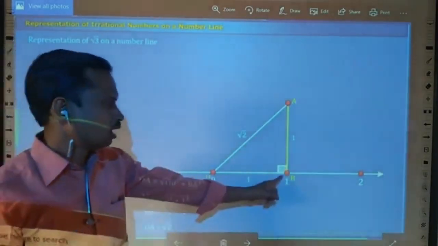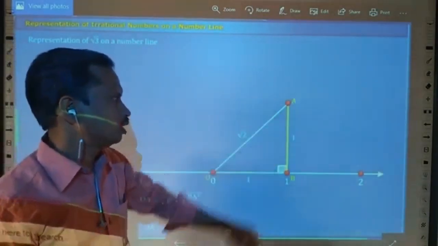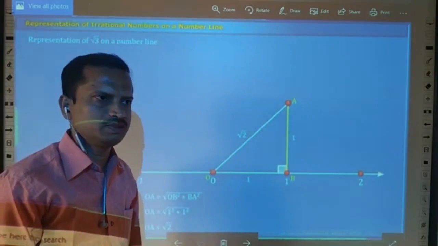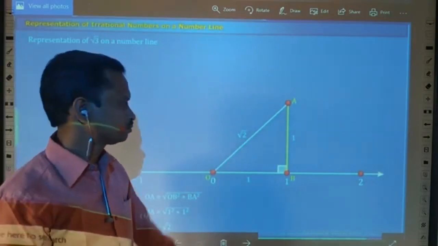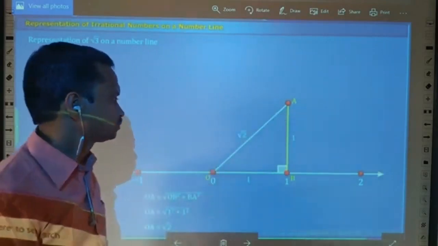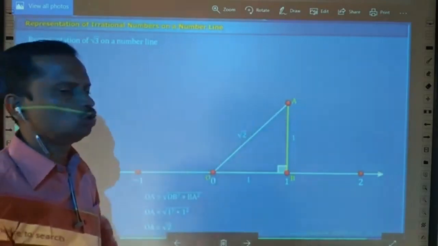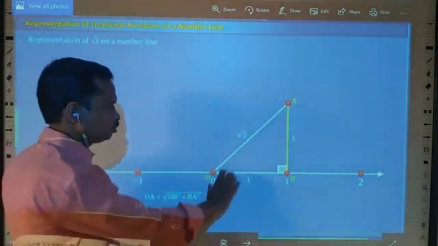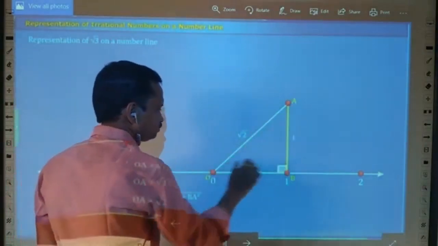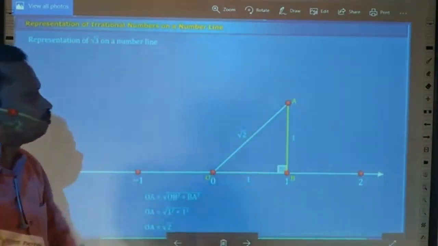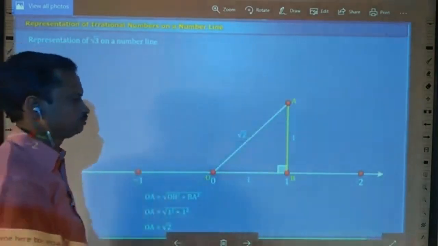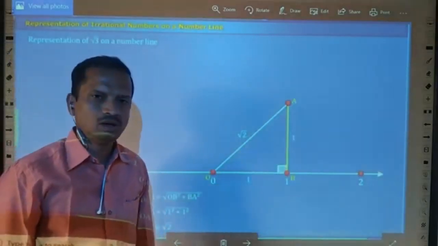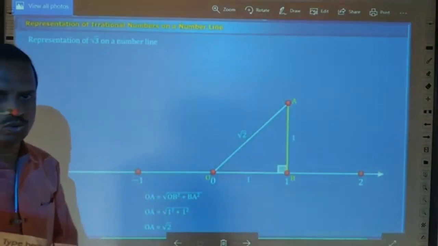And now, at B, draw a perpendicular BA of the same 1 unit, either by compass method or using a protractor. And now you join OA, which is nothing but root 2. So this OA radius, the measurement, is the value of root 2. And if you draw an arc, taking the compass pointer at O and OA as radius, then it will be between 1 and 2, and that point on the number line is the value of root 2.